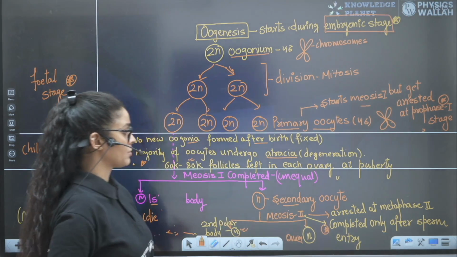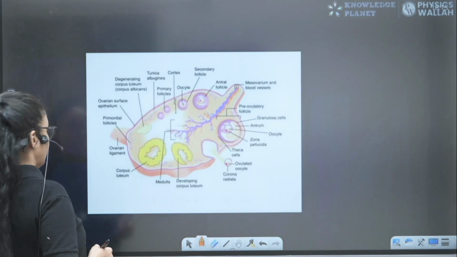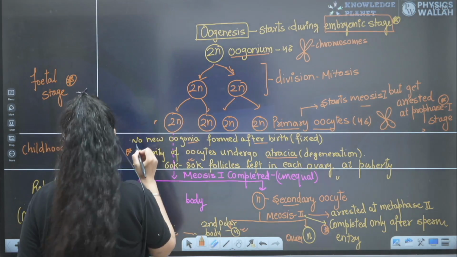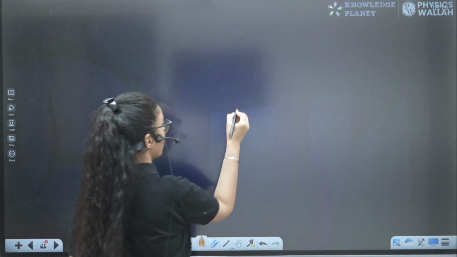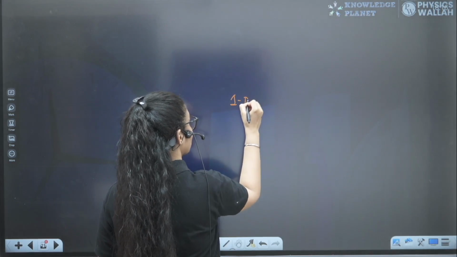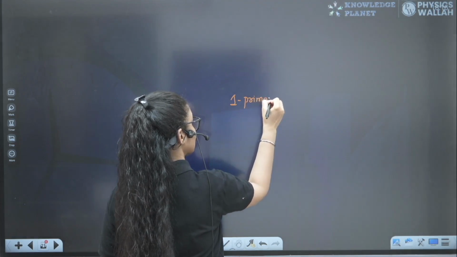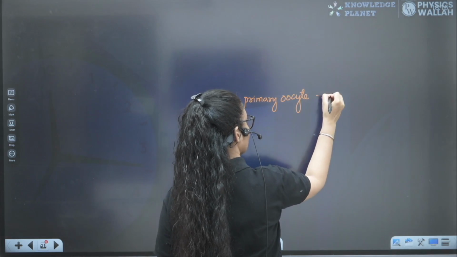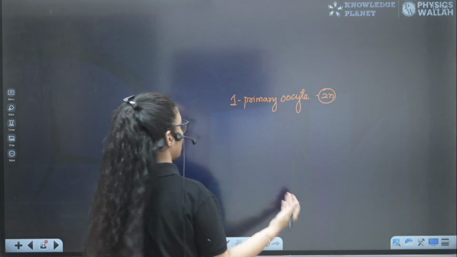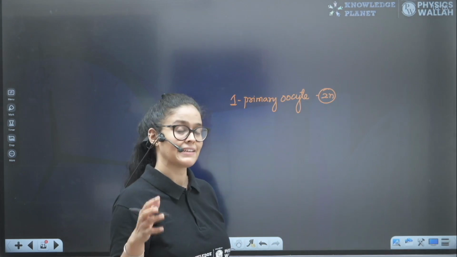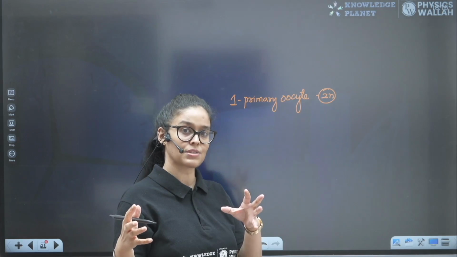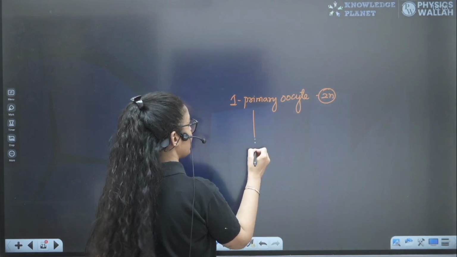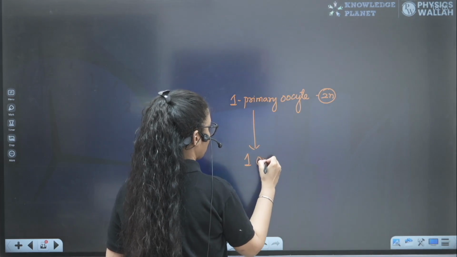This is very important for NEET exam, right? And obviously when we talk about it, one primary oocyte will produce how many ovum? So one primary oocyte, which is again diploid, after meiosis 1 forms the first polar body plus secondary oocyte, and the secondary oocyte also undergoes unequal division to form one ovum. So one primary oocyte will form one haploid ovum.